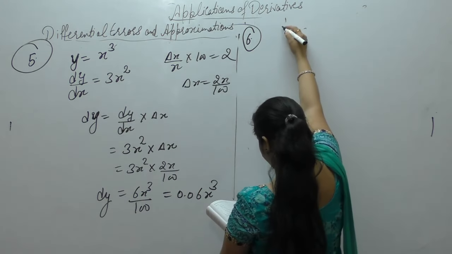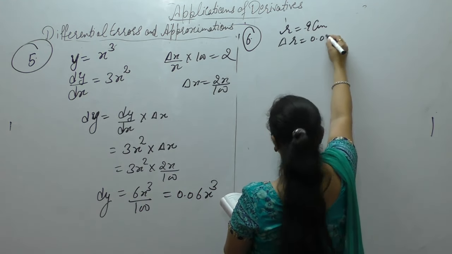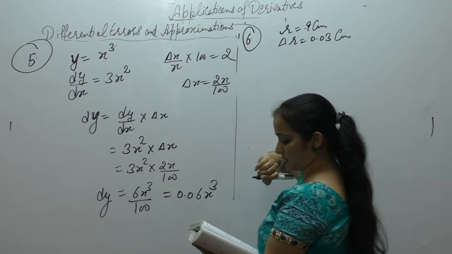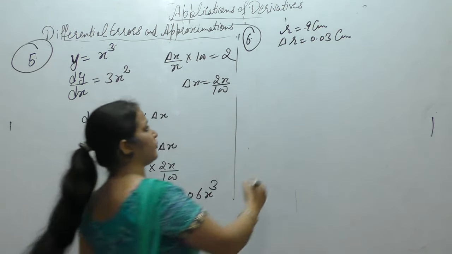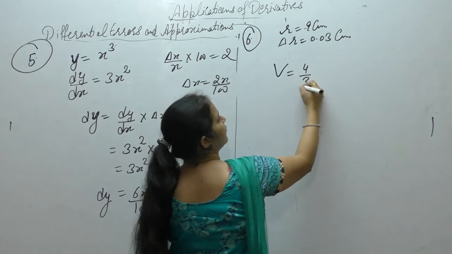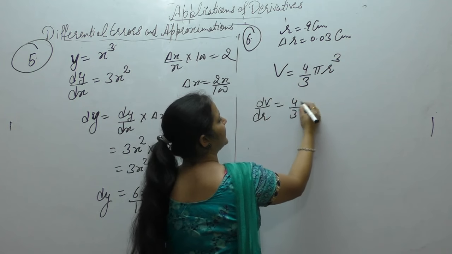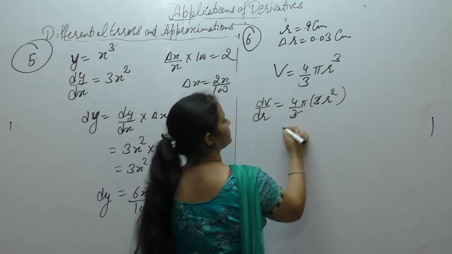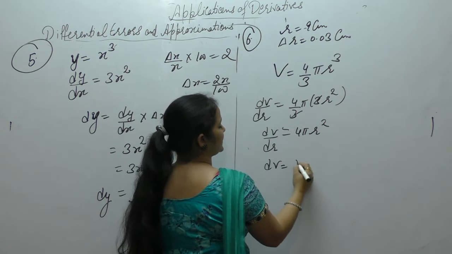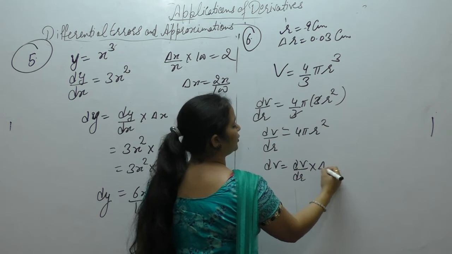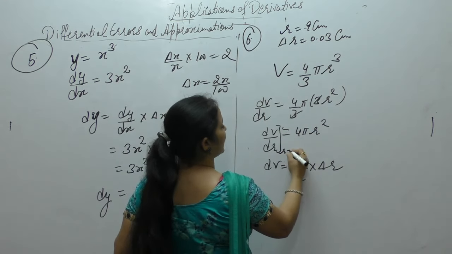If the radius of the sphere is measured as 9 centimeter with an error of 0.03, then find the approximate error in calculating its volume. Now we are given a sphere. What is the volume of a sphere? 4 by 3 pi r cube. Differentiate with respect to r: 3r square, so we get 4 pi r square. Now dV is equal to dV upon dr into delta r.